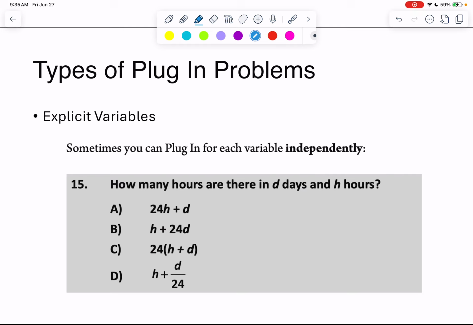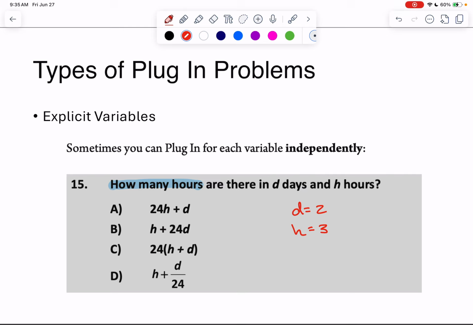So what we're looking for is how many hours there are in D days and H hours. Now, some people can do this algebraically. They're just like, oh, I think it's this one. But again, even if you do it algebraically, you might decide to check it with a plug-in just to be sure. Now, also a lot of people will be like, what the actual heck is this problem asking me? So right away, we're going to replace our variables D and H with real numbers. I'm going to make D 2, because I love 2, and I'm going to make H 3 because that's nice and simple.